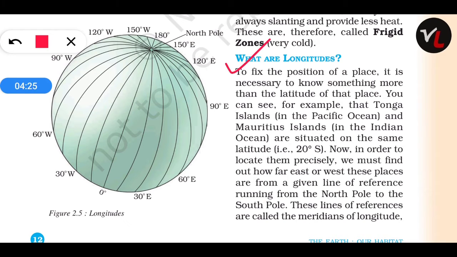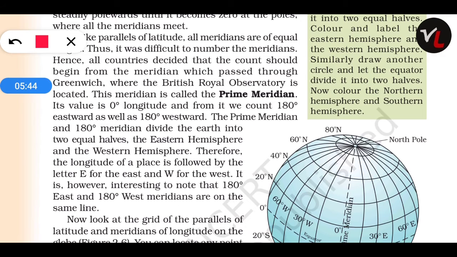Now, what are longitudes? The lines of reference that run from the North Pole to the South Pole are called longitudes. Longitudes are reference lines which run from the North Pole to the South Pole and are used for locating a place precisely. What is the difference between latitude and longitude?